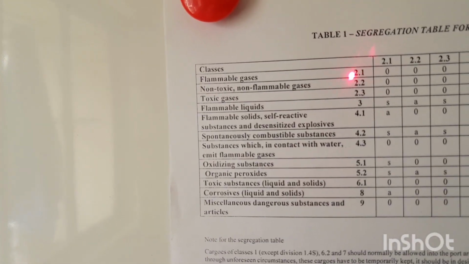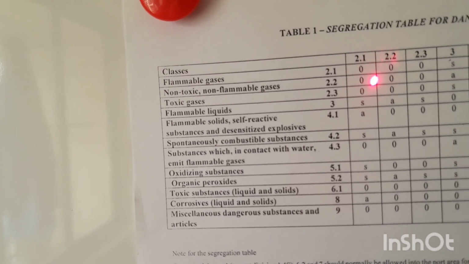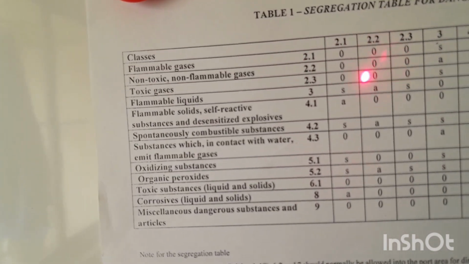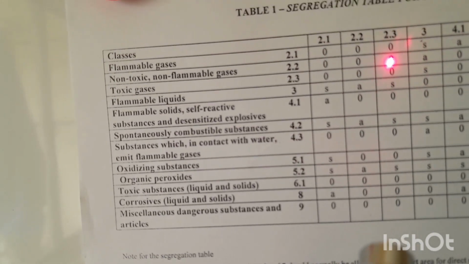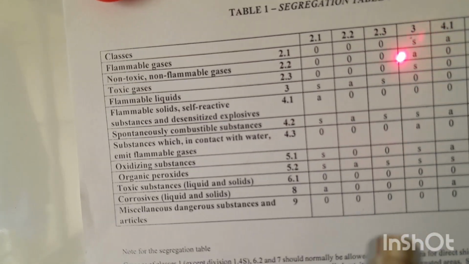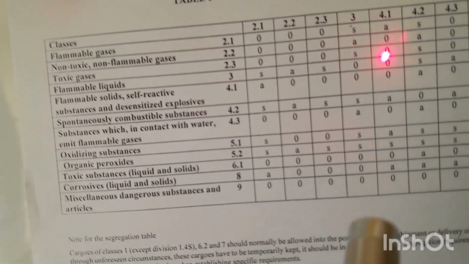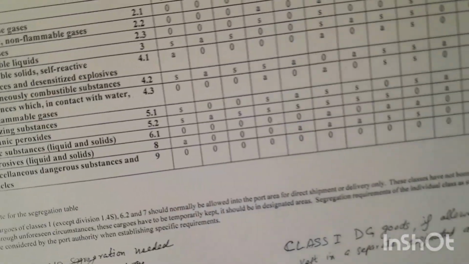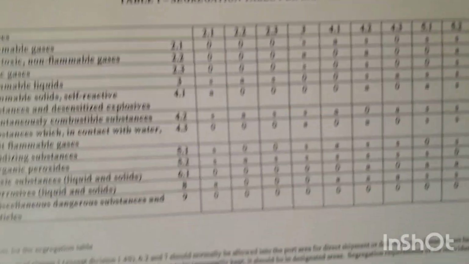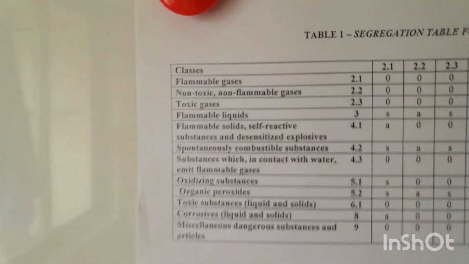In the second one also you see 2.2 with 2.1 compatible, 0 means can be kept together. 2.2 with 2.2 is the same one, no problem, 0, can be kept together. 2.3 you can keep together, but class number 3 you cannot keep with class 2.2, that is showing A. So wherever 0 is there you can keep them together, wherever S is there, A is there, you cannot keep them together.